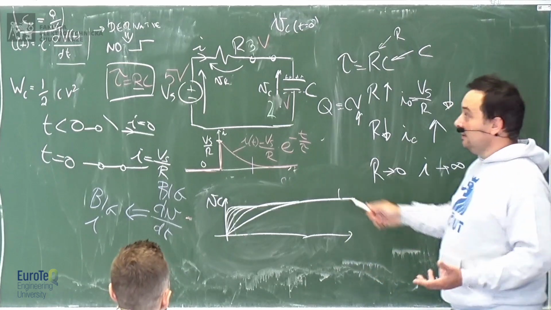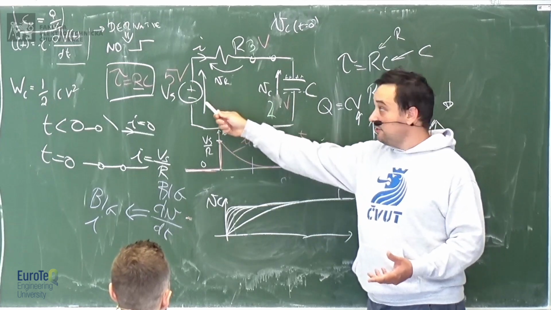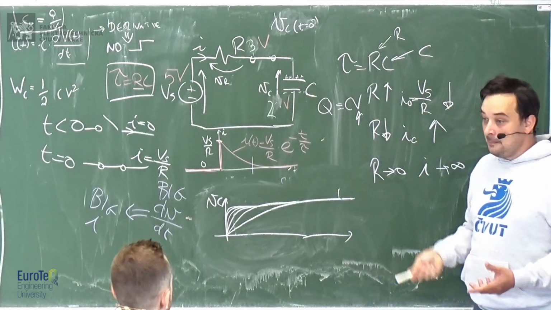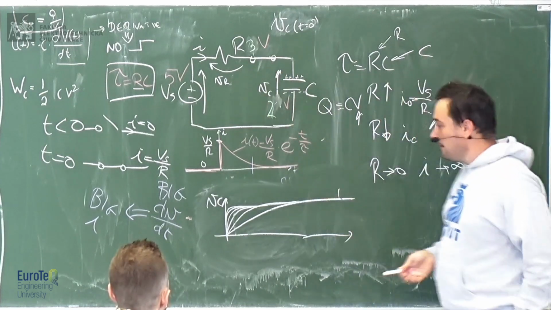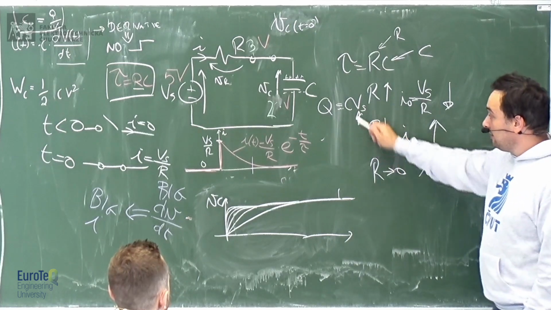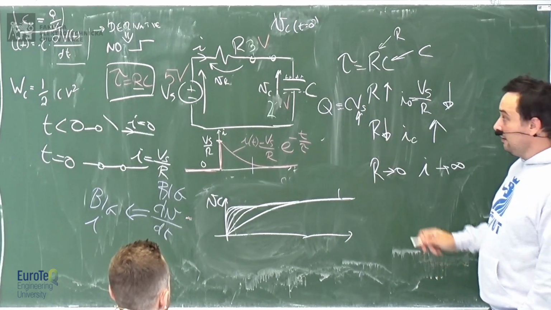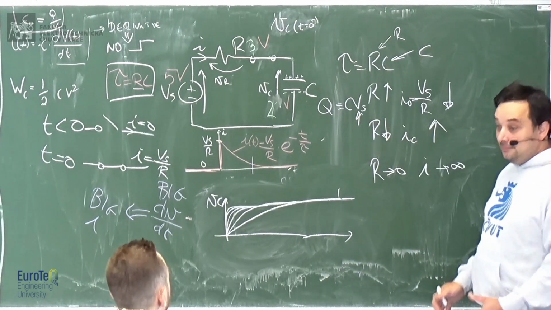The only moment when the flow of current stops is when these two voltages, Vs and Vc, are the same, and therefore there is no reason for the current to flow, because there is an equilibrium. So eventually you always arrive at Vs, okay? But if you have a bigger capacitance, you have bigger charge. So you need more current.